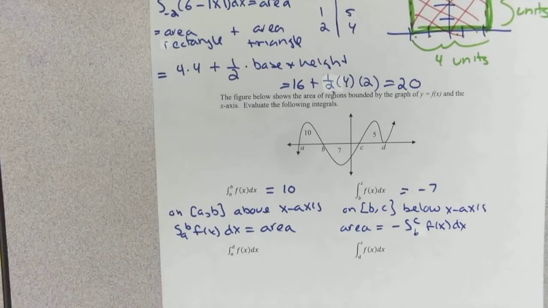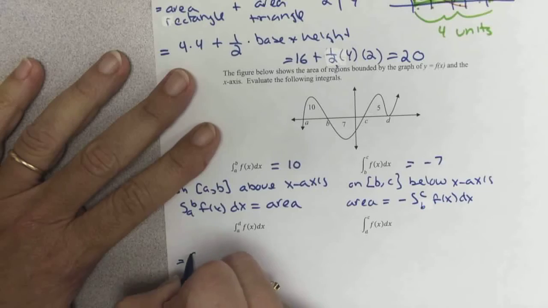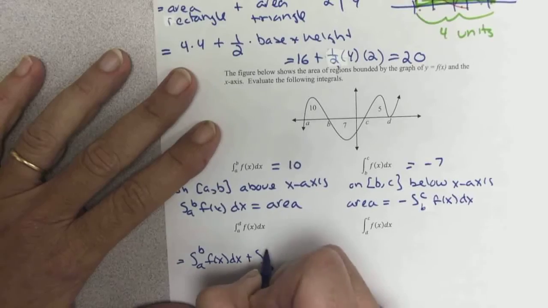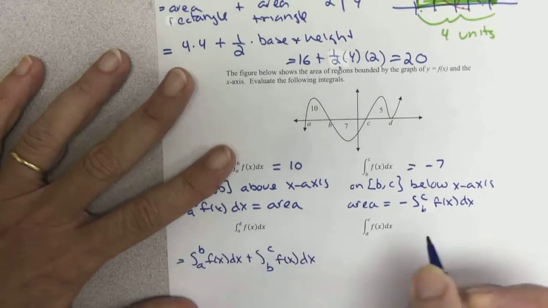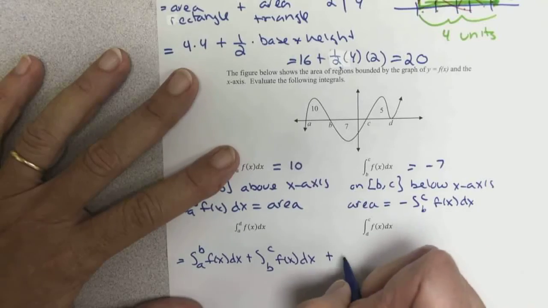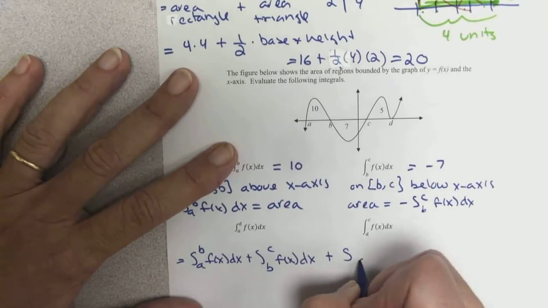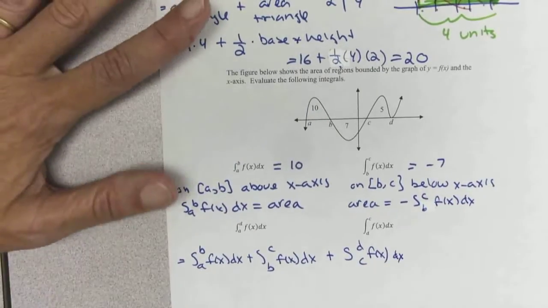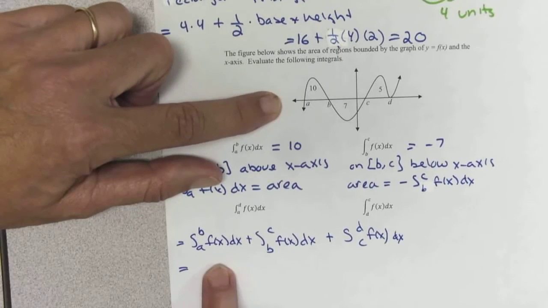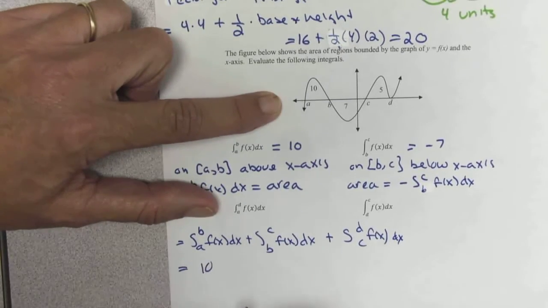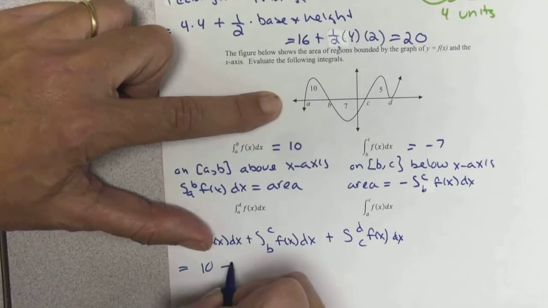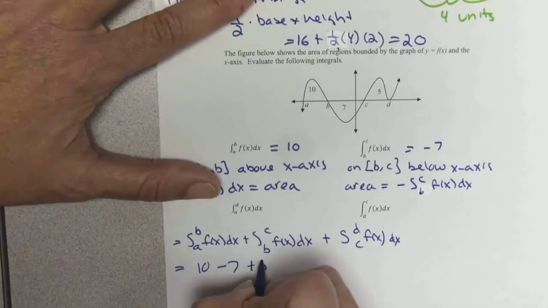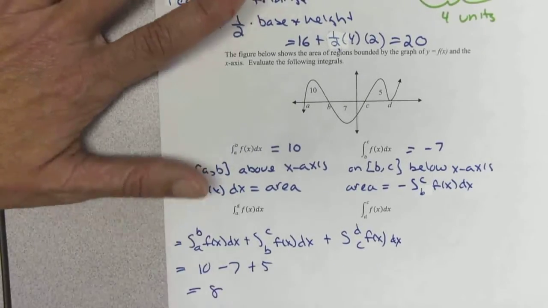A to D. So a little harder, but we will approach it this way. A to B of f of x dx plus B to C of f of x dx plus, lost my train of thought, C to D of f of x dx. And then we can do each one of those. A to B, above the x-axis. So 10. B to C, below the x-axis. So -7. C to D above. So plus 5, and what that equals 8.